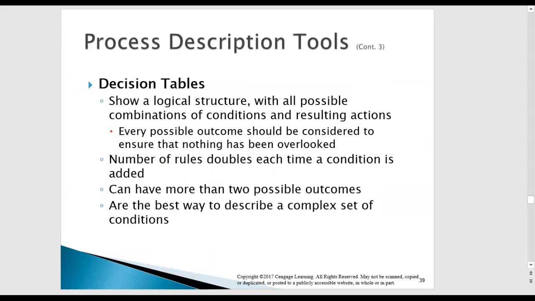Decision tables are another process description tool which show the logical structure and all the possible combinations of conditions and their resulting actions. So for example, when you go to an ATM machine and you put your debit card inside of it, it asks you for a PIN. When you enter your PIN correctly, it takes you on to the next screen. That whole process can be represented in a decision tree.